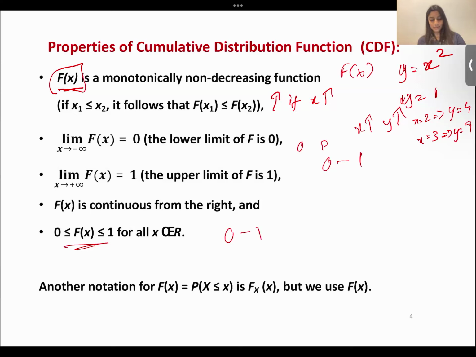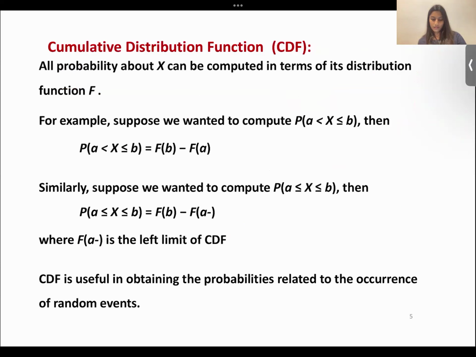These are the basic properties: the CDF is non-decreasing and ranges between 0 and 1. This is the lower limit and this is the upper limit. These are just some formulas you need to remember, like how you compute the function for a given interval. All the probabilities of x can be computed in terms of its distribution function.